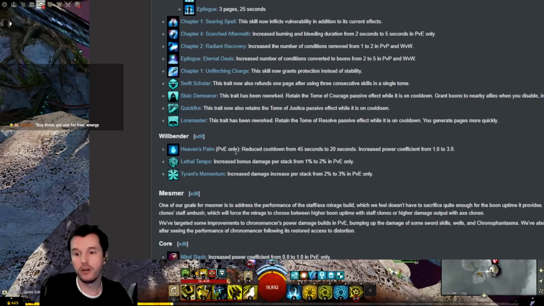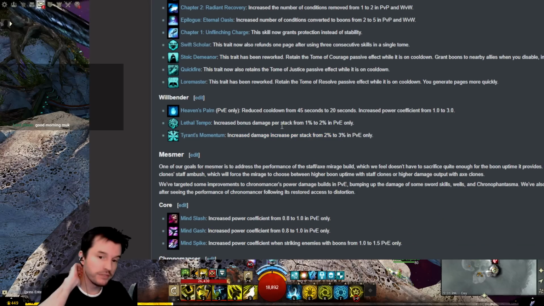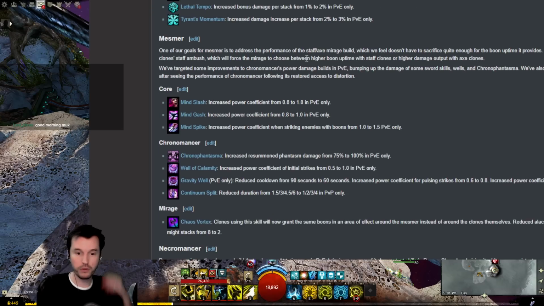Willbender, Heaven's Palm in PvE, getting a fat buff. Over half the cooldown is gone and triple the power coefficient. Lethal Tempo increased the bonus damage per stack by double. Tyrant's Momentum increased damage per stack by going from 2 to 3%. So some nice bonuses to PvE Willbender. We'll see if it is enough to put them where they want them.